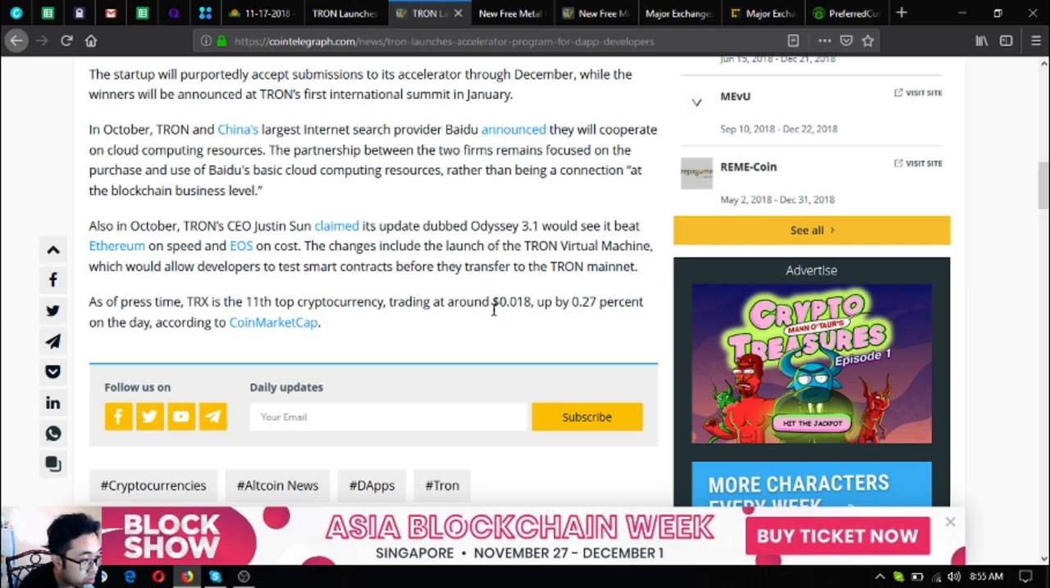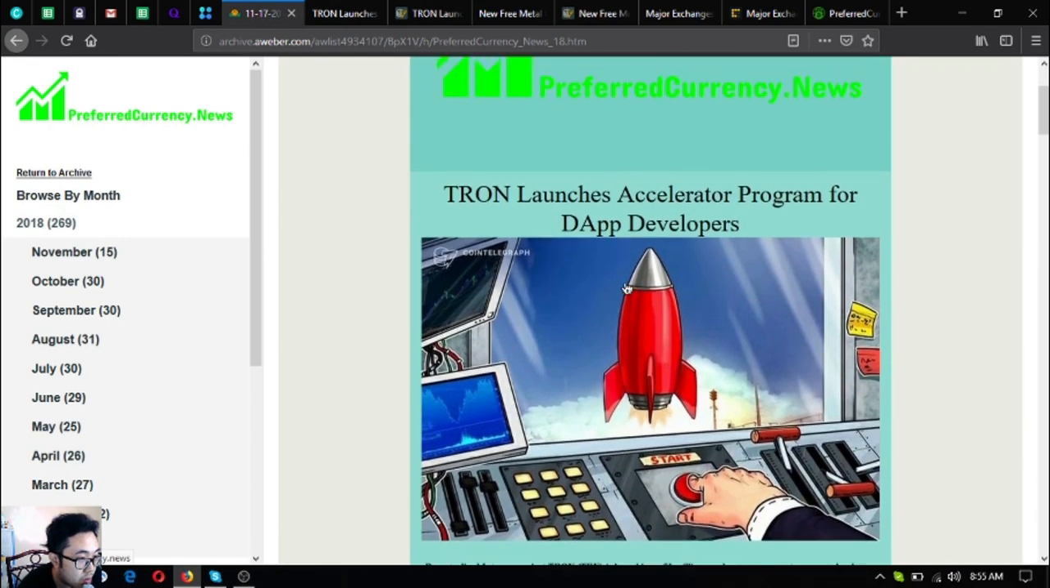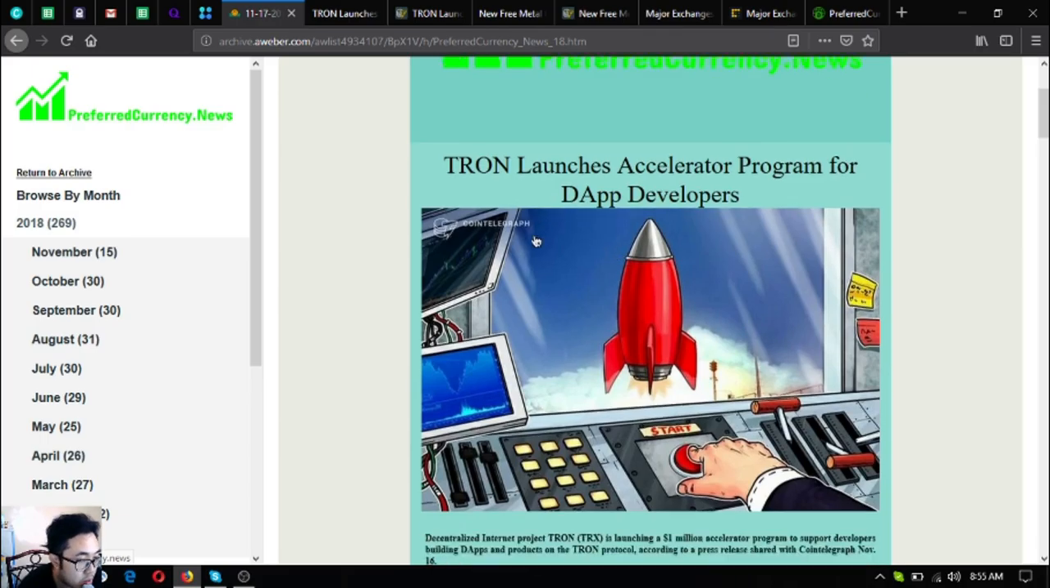Also in October, Tron CEO Justin Sun claimed its update dubbed Odyssey 3.1 would see it beat Ethereum on speed and EOS on cost. The changes include the launch of the Tron virtual machine, which would allow developers to test smart contracts before they transfer to the Tron mainnet. As of press time, TRX is the 11th top cryptocurrency, trading at around 0.018 cents, up by 0.27% on the day, according to CoinMarketCap. Okay, so that is very good news for Tron holders.